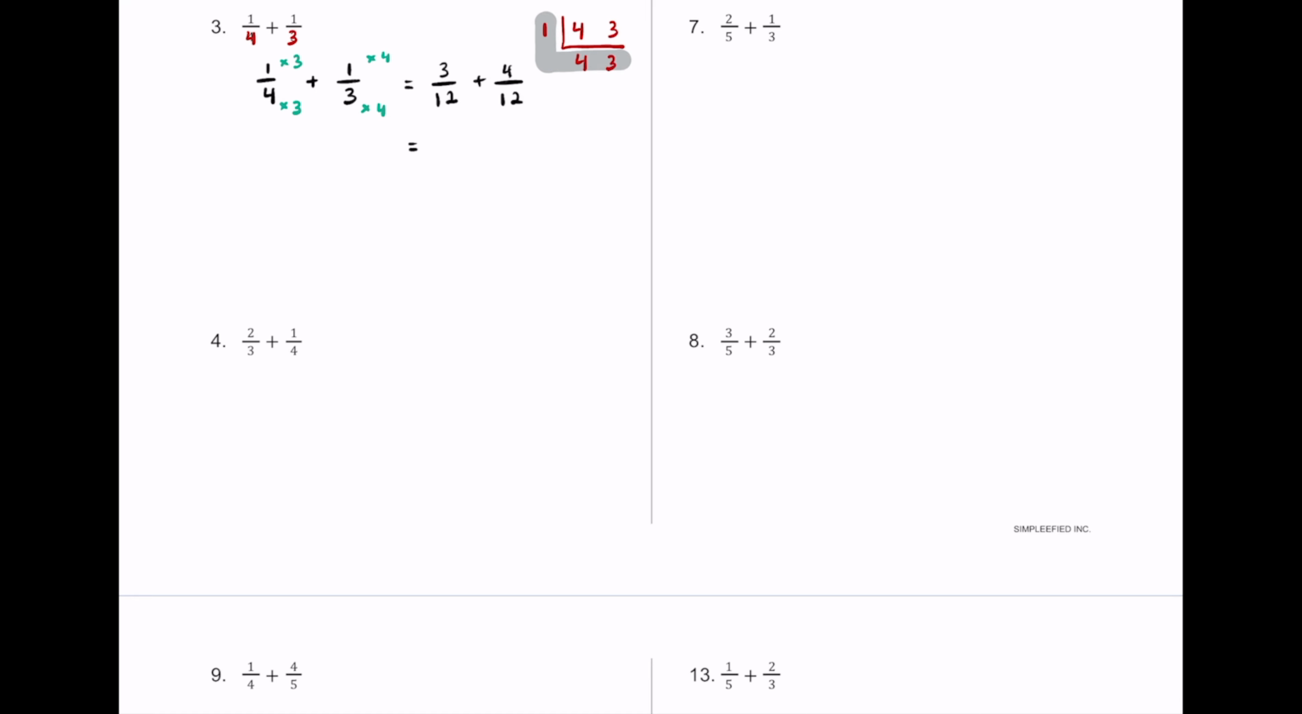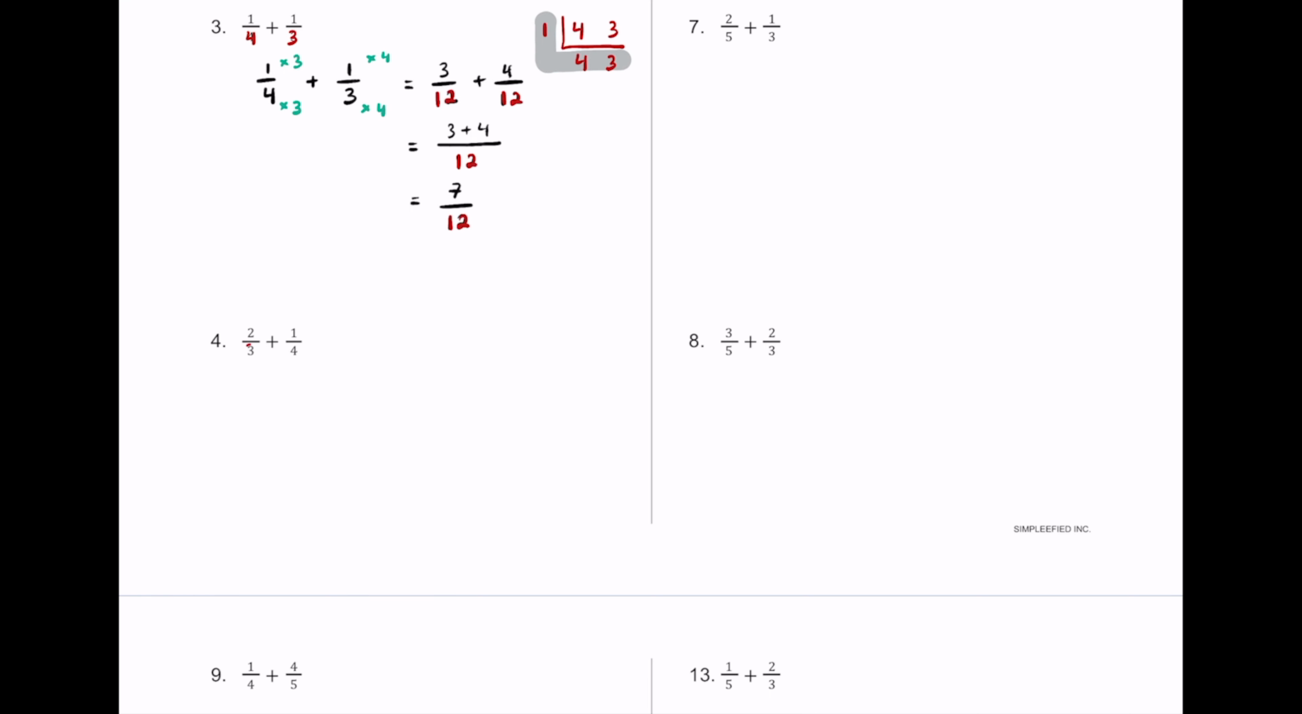If we go ahead and add these together, now that they have common denominators, we can say 3 plus 4. 3 plus 4 is going to equal 7, so our final sum, or answer to an addition problem, is going to be 7/12. We had common denominators here. The LCM here is 12, so we can go ahead and write them both over 12ths instead.